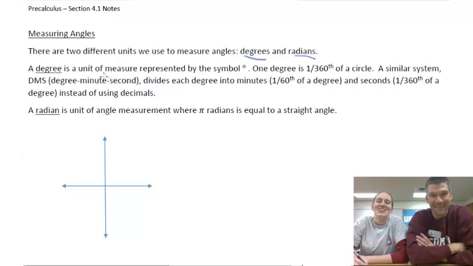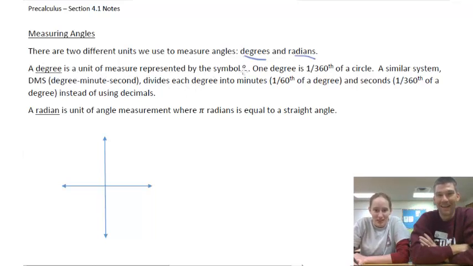Okay. So a degree is a unit of measure represented by this little symbol, which we know as the degree symbol. The degree symbol, like how hot it is outside, or cold, as it were. Or when you're talking about angles. 1 degree is 1/360th of a circle.